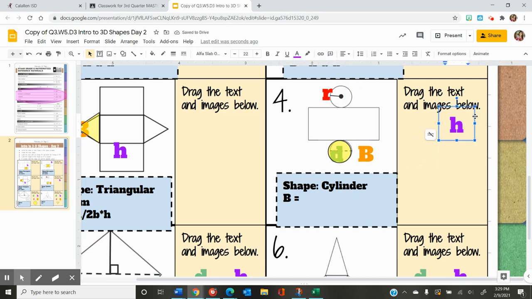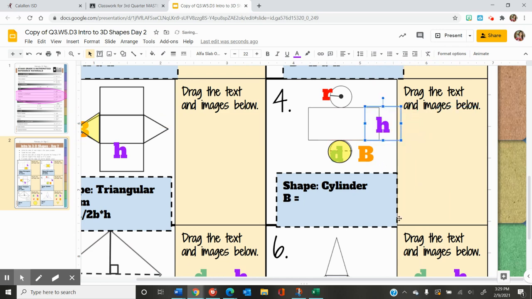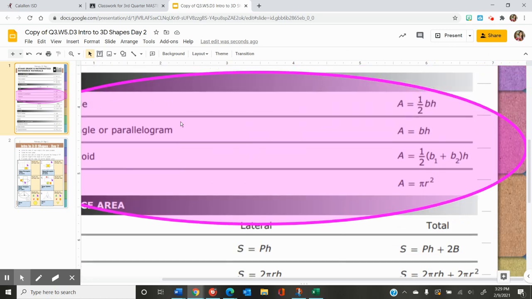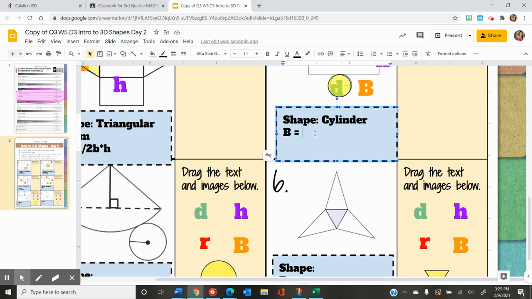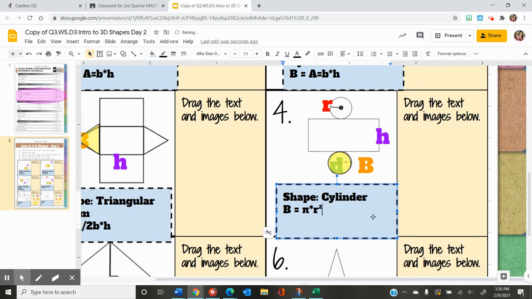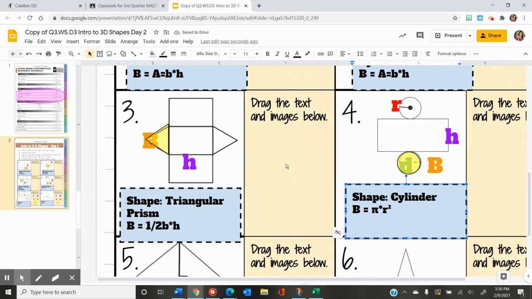Now, the height of my shape is going to be this side right here. I want to know the overall height of my 3D image. So now whenever it comes to finding big B, which again is the area of my base, the area of a circle is pi r squared. So over here, I'm going to type in pi, and the alt code for pi is alt 227. I'm going to multiply that by r squared, and to get squared, you're going to type in alt 0178. So that is all the information you need to know about a cylinder.